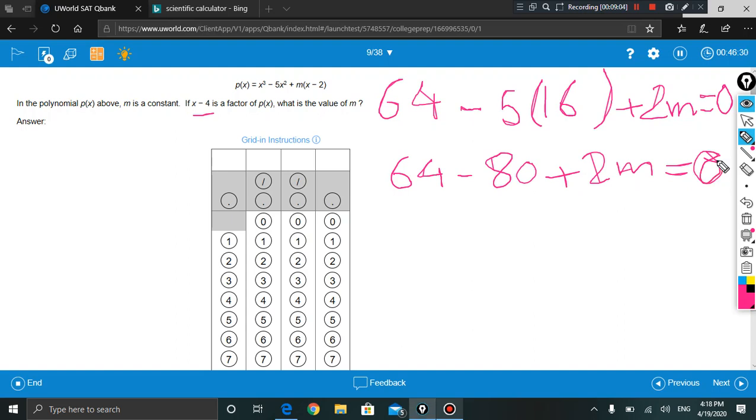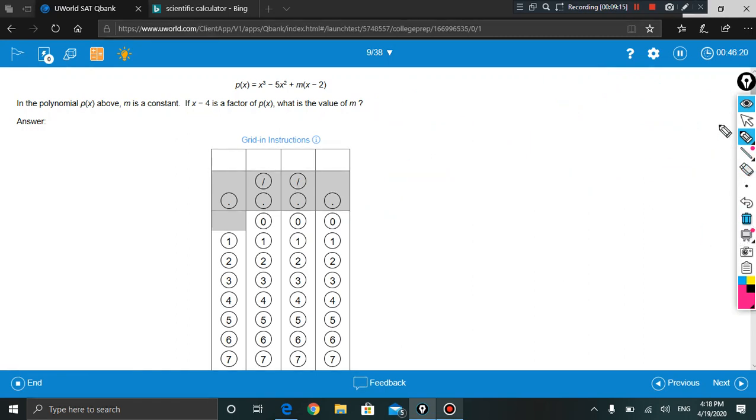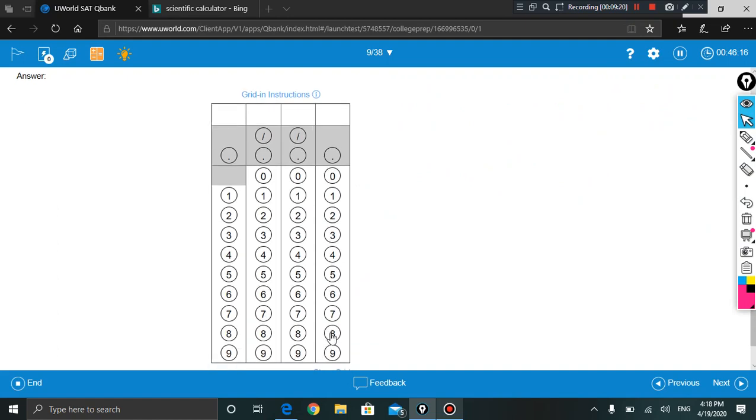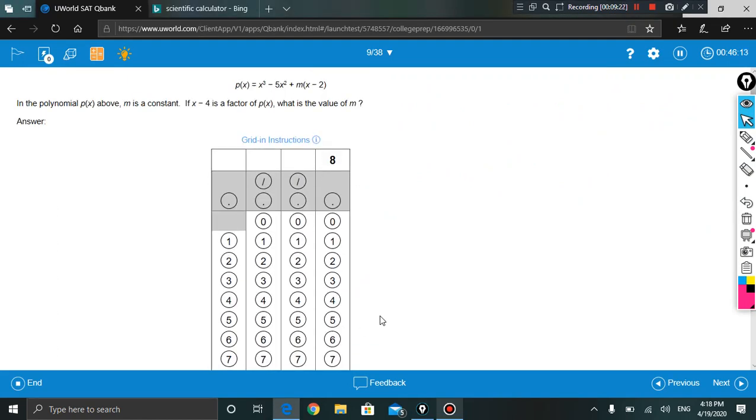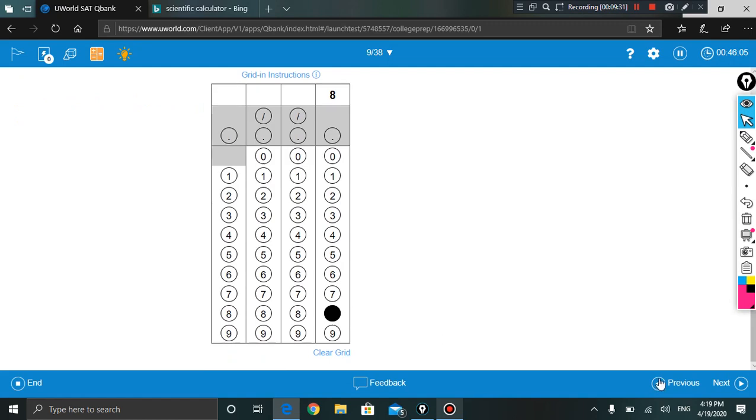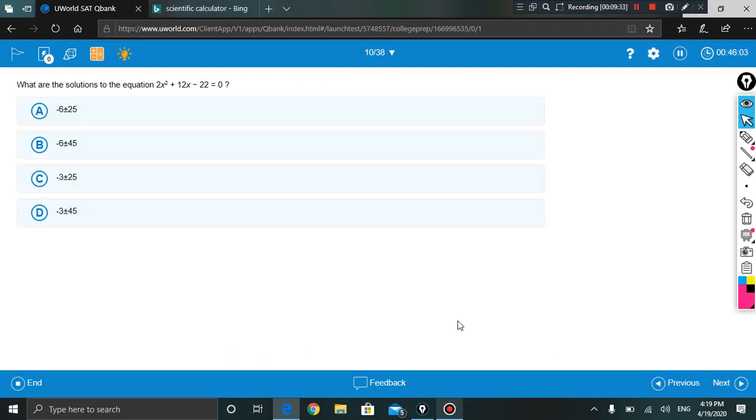Negative 16 plus 2m. So 2m is 16, then m is equal to 8. That's it. I solved it mentally because I don't want to waste a lot of time here. I'm sorry, guys. So m is 8. Because now you got 64 minus 80, that's negative 16, plus 8 times 2 plus 16, so that will be 0. Okay, next question.